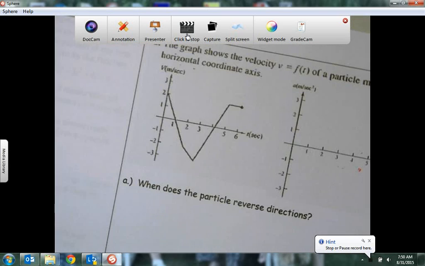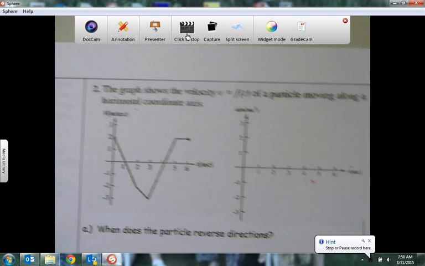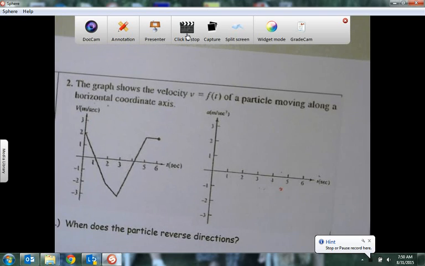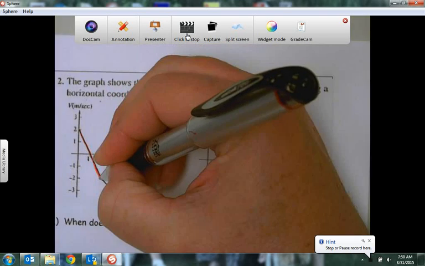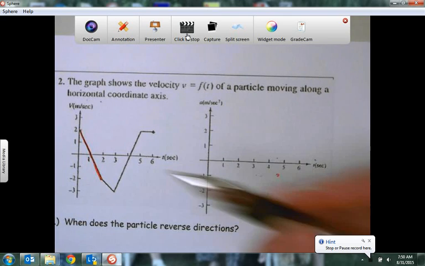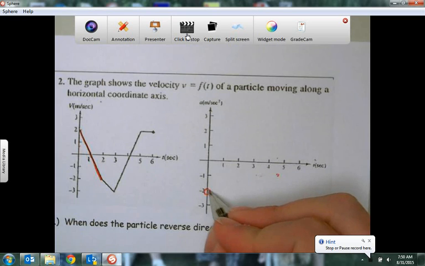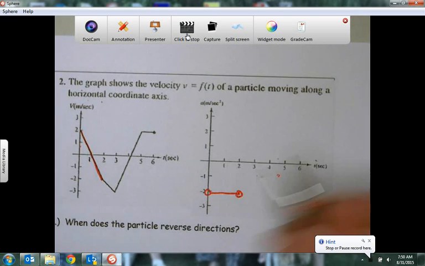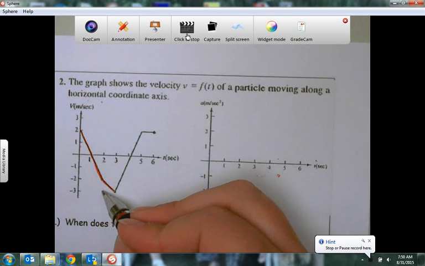Alright, so now here is my v of t. Now I'm going to find the graph of a of t. And again, these are all straight lines for us right now. It's kind of making life easy, so I'm just going to use my slope. Down 2 over 1, so a slope of negative 2. Let's see, down 1 over 1, so a slope of negative 1 from 2 to 3.